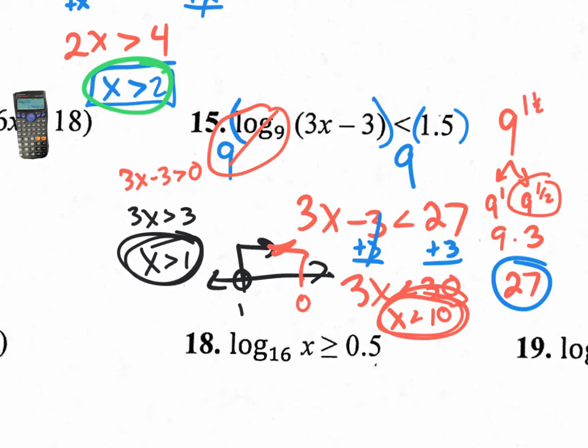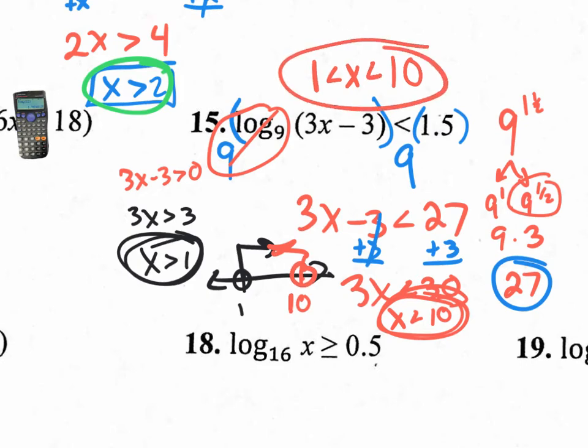Wait, did I do this right? I didn't do this right. Oh no, it is right, it is right. I put 0 instead of 10, that's why I'm tripping out. Yeah, 1 and 10, right? 1 and 10. So your area is between the 1 and the 10, x is in the middle with less than symbols. So that should be your answer on number 15.